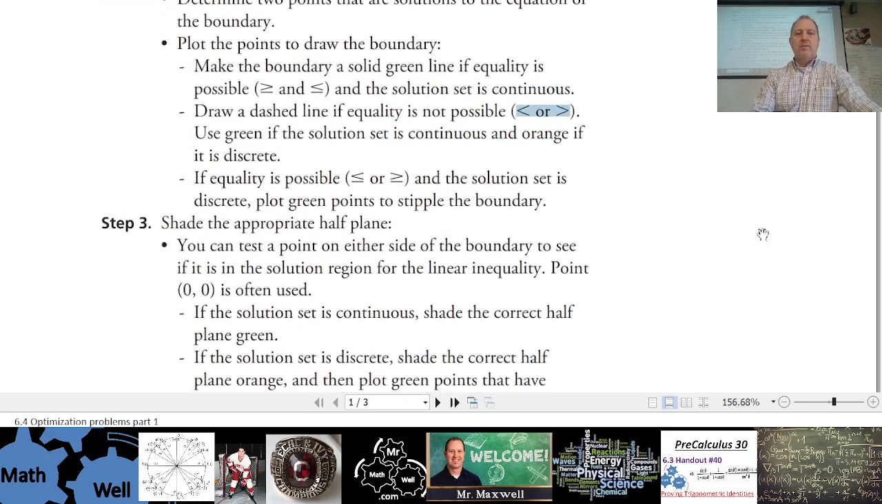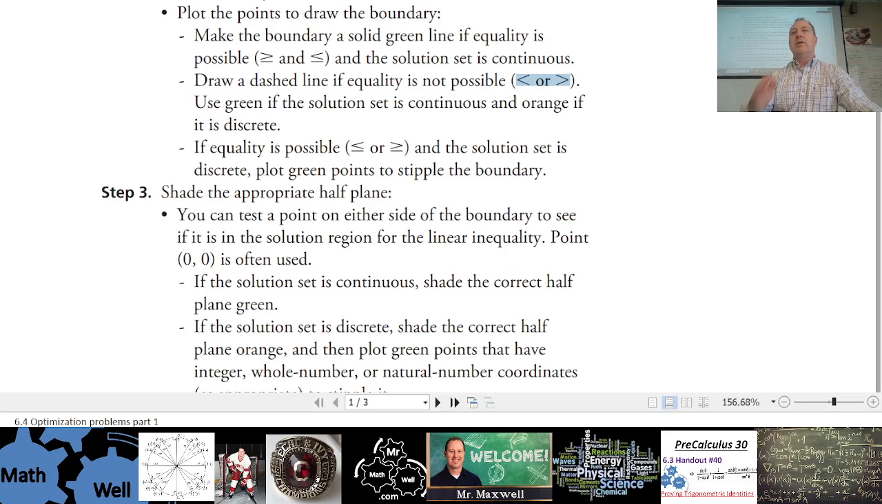All right, so then what we'll do is we pick a point on one side of the boundary line or the other. Usually 0, 0 is a good one, unless the line goes through 0, 0, then it's not a good one to check. But if you check 0, 0, and plug x equals 0 and y equals 0 into the inequality, then you can easily see whether the inequality is true or not. If it's true, then 0, 0 is part of the solution set, and you shade that side of the line. If it's not true, then you shade the opposite side of the line.